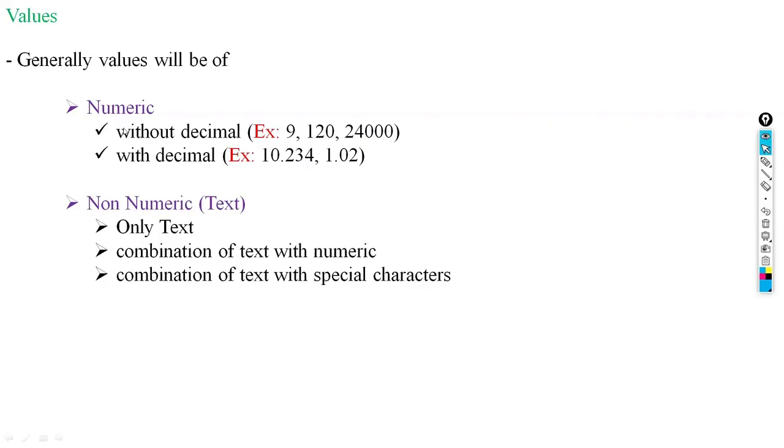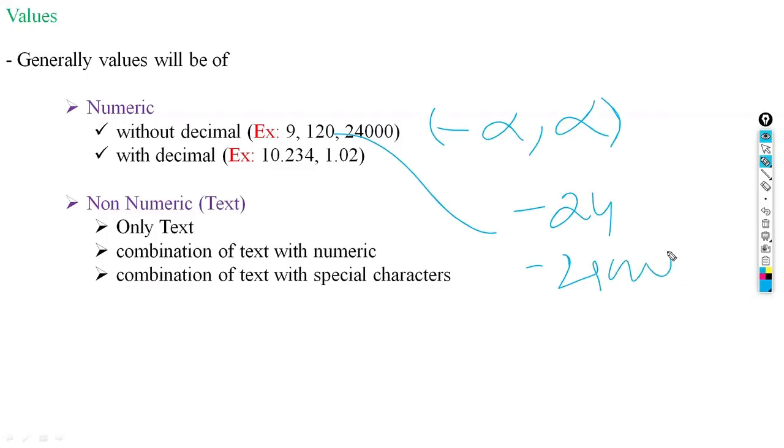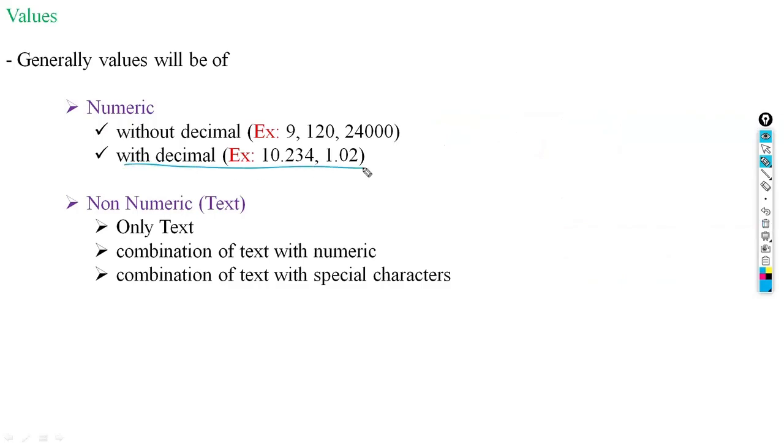Now, values. We have numerical values and non-numeric values. Numeric within that, without decimal. Without decimal means 9, 120, something like this. These are called numerical values without decimal. And that means minus infinity to plus infinity, even positive values and negative values also. Even 24 comes under this category, even 29,000 also. With decimal or without decimal, a numerical value comes under this category.